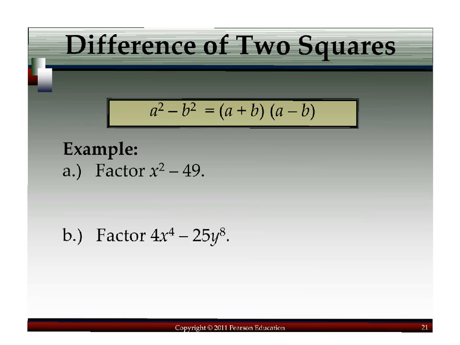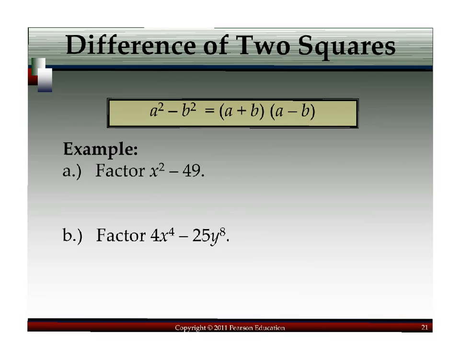So this is called the difference of two squares, and this is how it factors out. You have a value that's squared minus another value that is squared. That's where we get difference of 2 squares. And this is the factoring pattern that it has. You split it out as a plus b times a minus b.